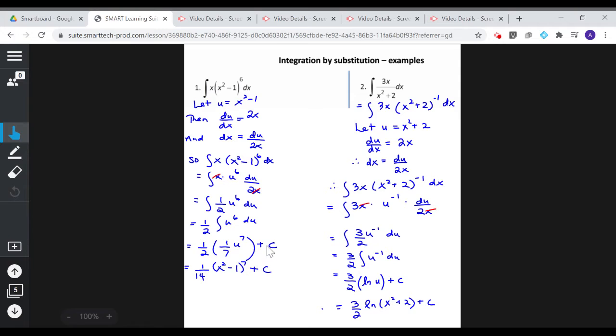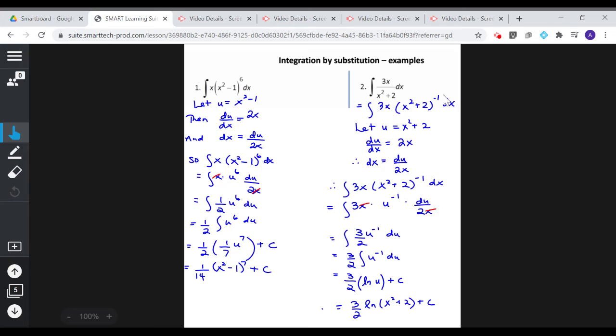For example 2, this is a little bit more complex. We have 3x over x squared plus 2. If we rewrite this with a negative exponent in the denominator, then this looks more like this form that we saw here, a product of two functions. I'm going to let the part that's being raised to the exponent be written as u, and I'm going to take the derivative of u, which is 2x. If I isolate for dx, I'm going to get du over 2x.